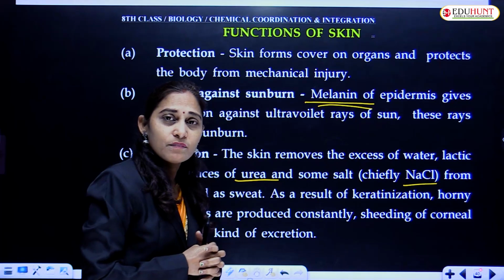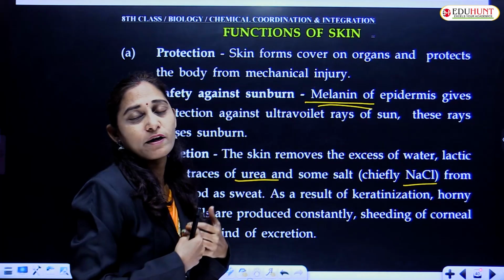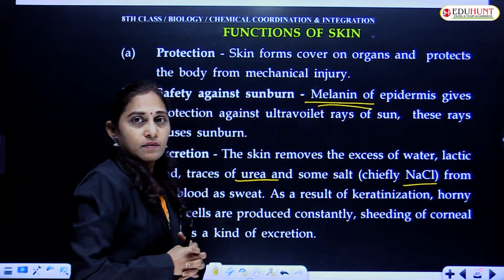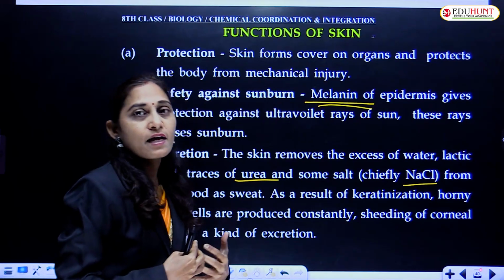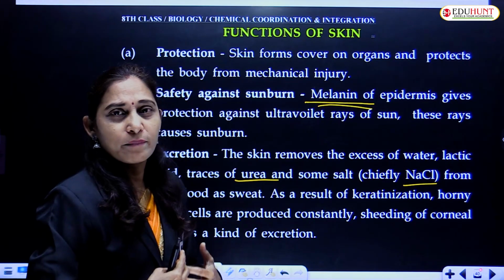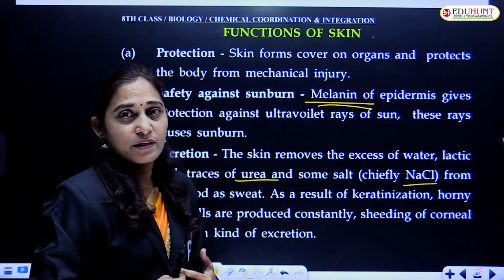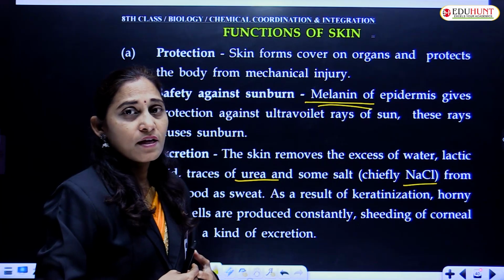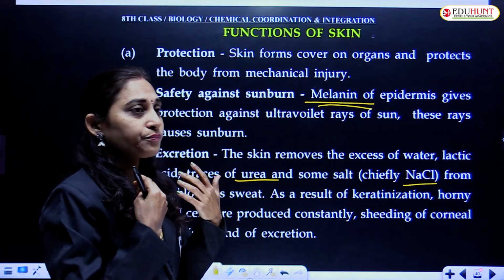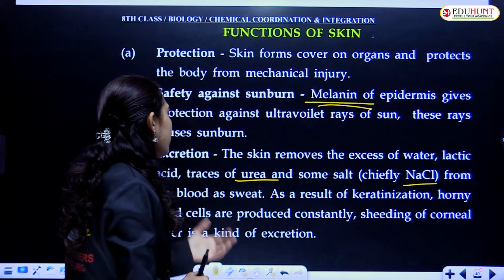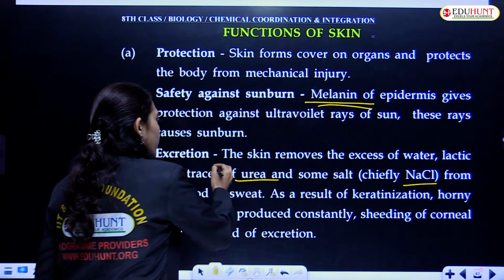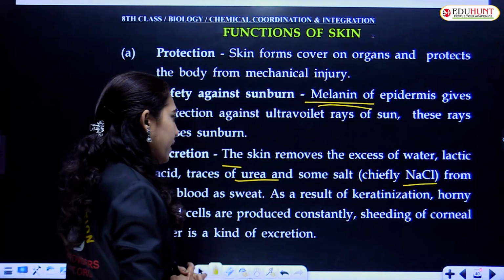Where are all these present, and how are they carried in the body? Through blood. All these materials, the unwanted materials, not the essential materials, along with water, are excreted out through the skin in the form of sweat.